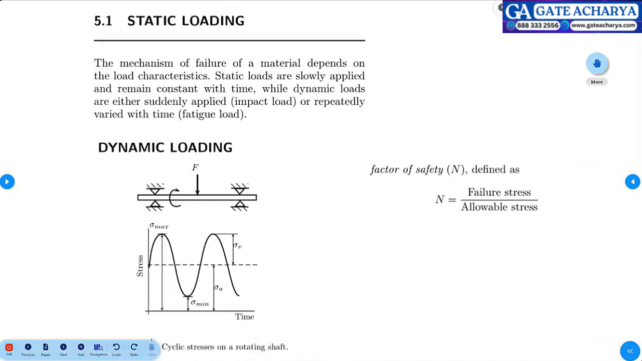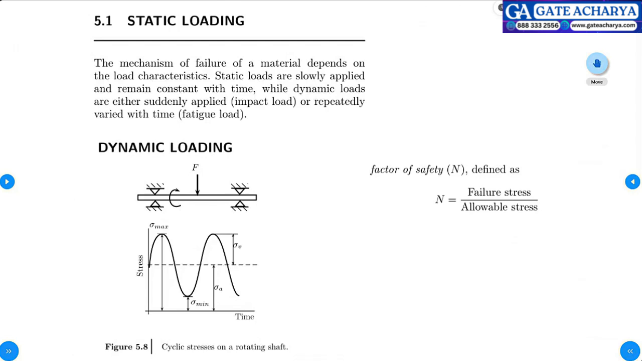So we'll first take up static loading. When do we call a load a static load? When there is no time variation of the load, we call it a static load. If there is a time-dependent behavior of a load, we call it a dynamic load. A dynamic load can be either impact in a shortest span of time, a heavy load, or it can be alternating, like plus and minus, or sometimes it can be vibratory. So all these 3 loads come under dynamic loads. Impact, vibratory loads, and fatigue loads come under dynamic loading.